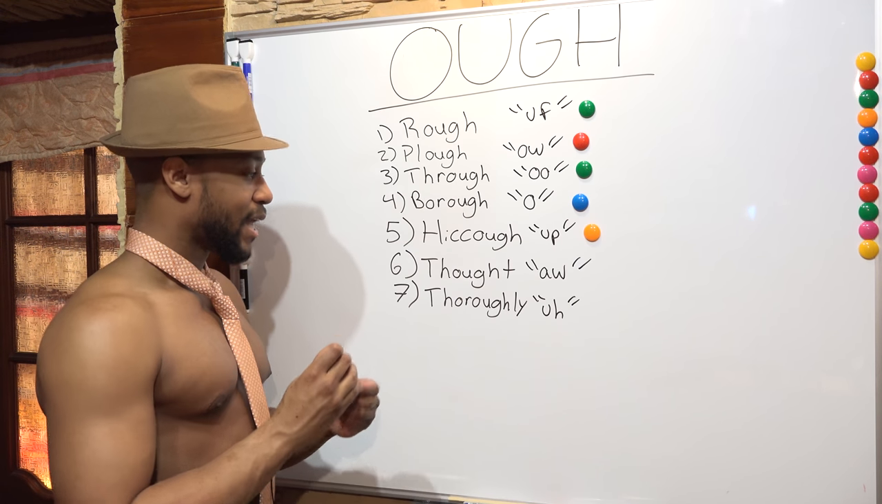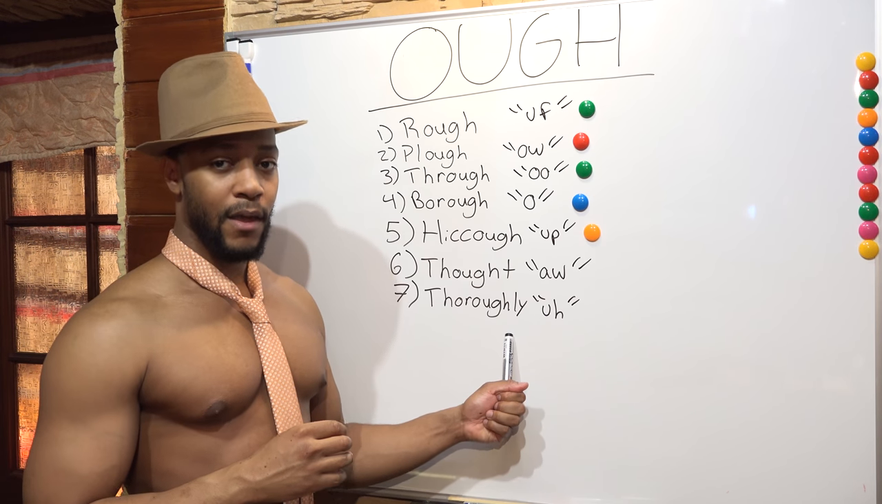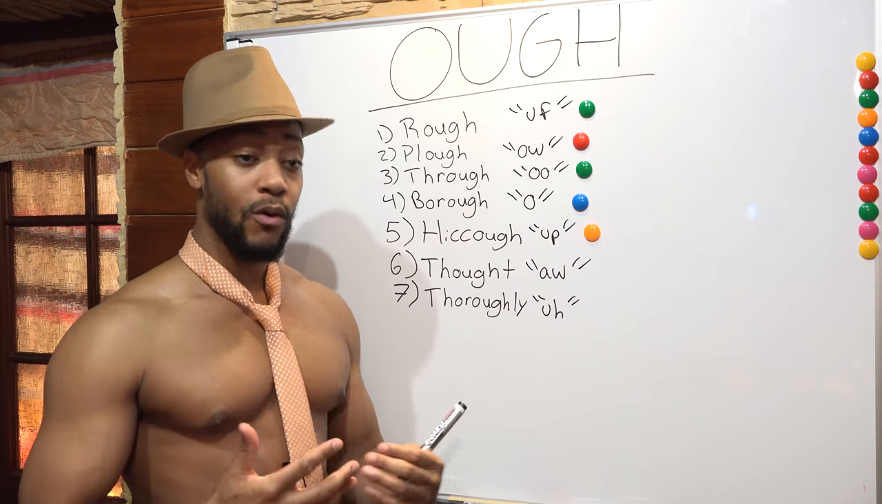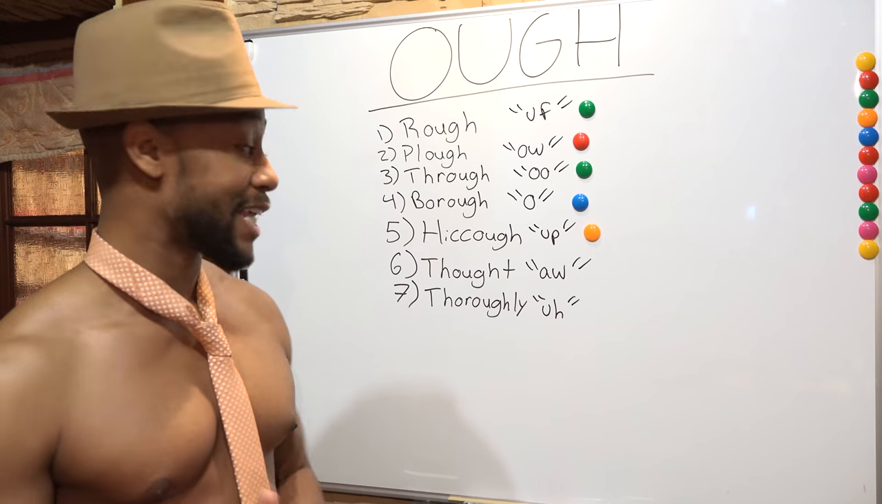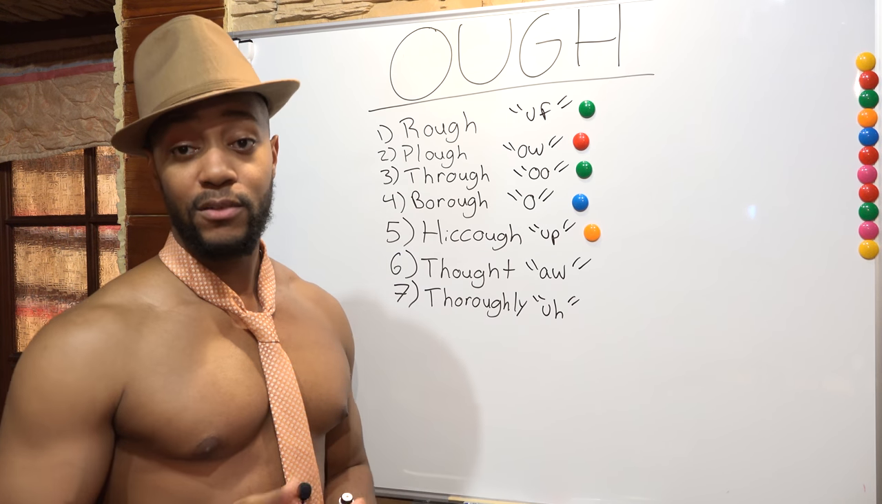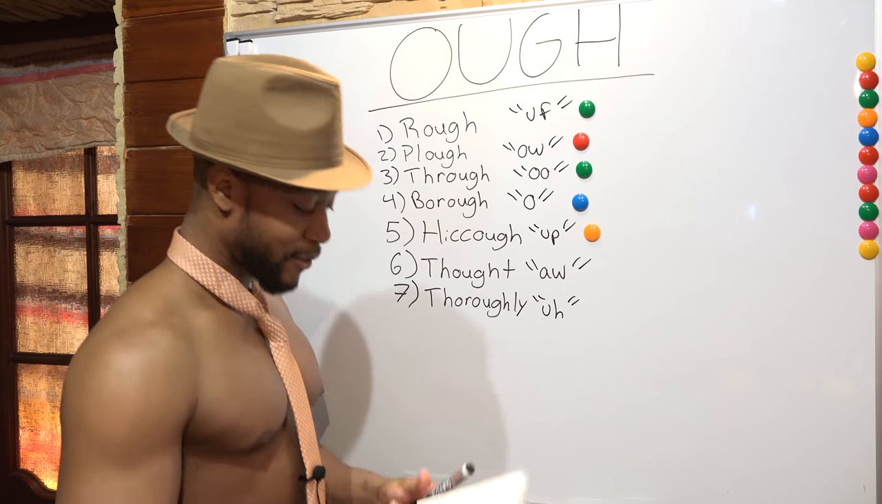Okay? Thoroughly. Now, this one isn't always used, but most people in New York would say thorough. If there's no lee, we'll say, yo, that's thorough. I like that. But usually when it has the lee after it, it's, oh, that's pretty thoroughly done. Thoroughly.